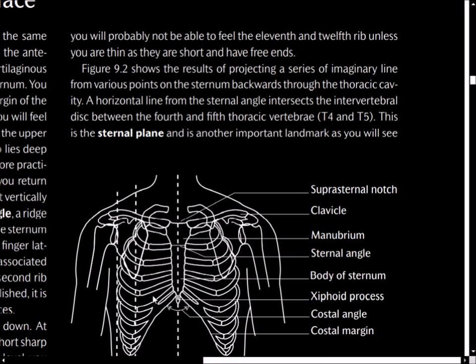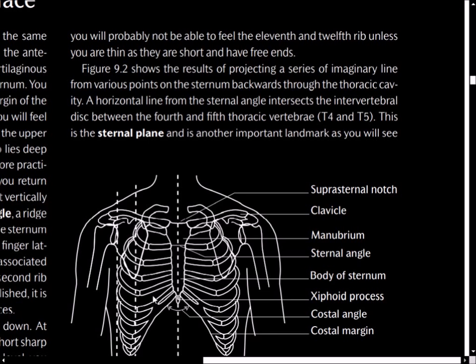The result of projecting a series of imaginary lines from the various points of the sternum backwards through the thoracic cavity: a horizontal line from the sternal angle intersects the intervertebral disc between the 4th and 5th thoracic vertebrae. This is the sternal plane and is another important landmark, as you will see.